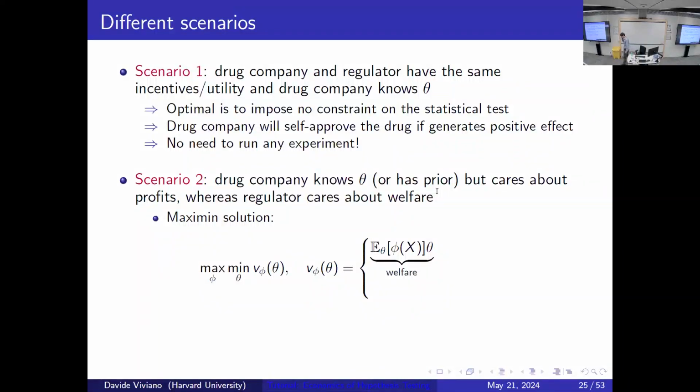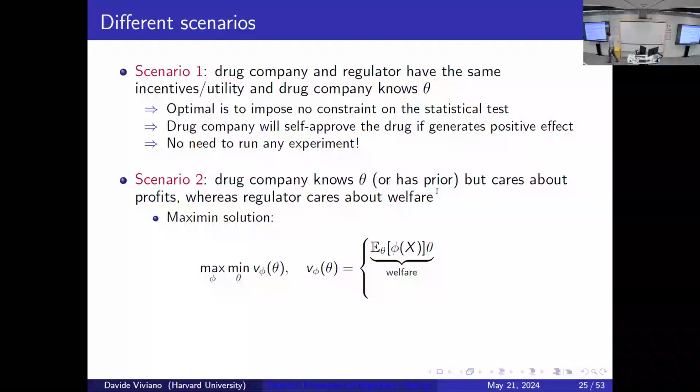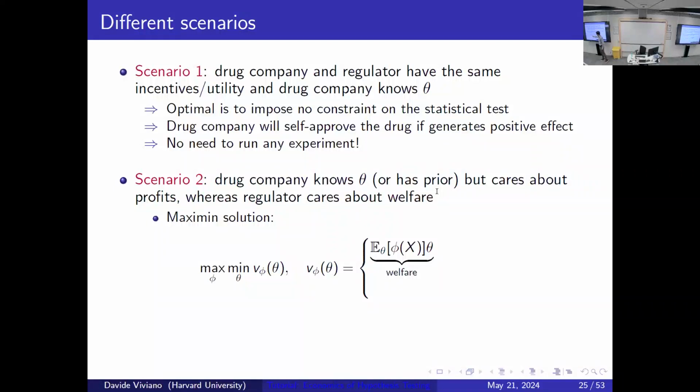So one way to approach the problem is to say the following. Okay, let me define B of phi of theta to be my welfare criterion. So this is going to be the welfare criterion of the regulator, the FDA. Let me look at the worst case scenario with respect to my welfare criterion. So what's going to be my welfare criterion? Now, my welfare criterion is going to be the treatment effect theta times the probability that I approved the drug.